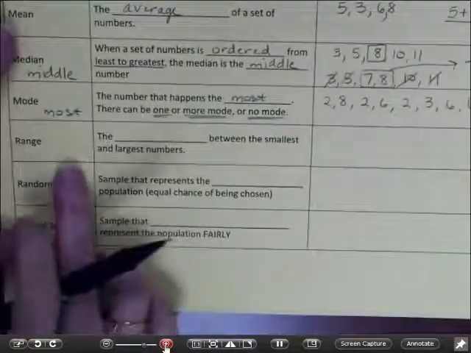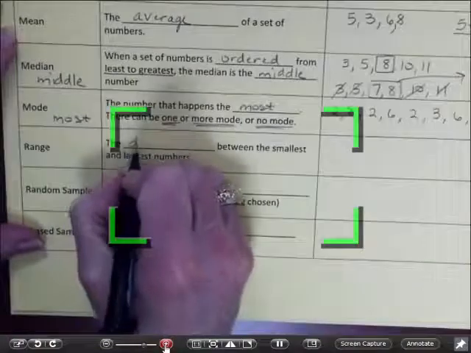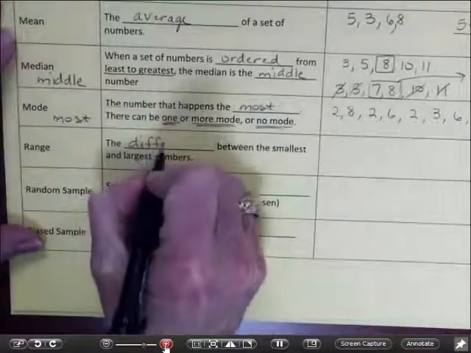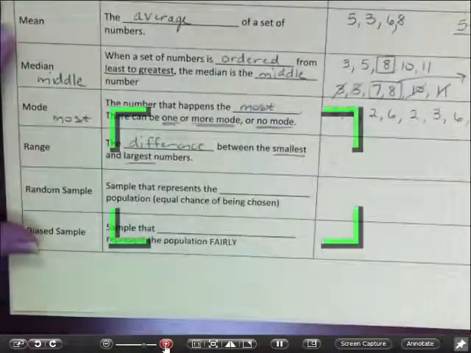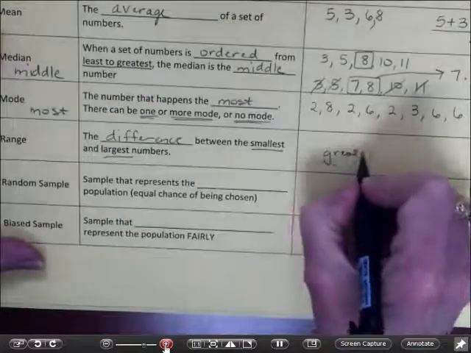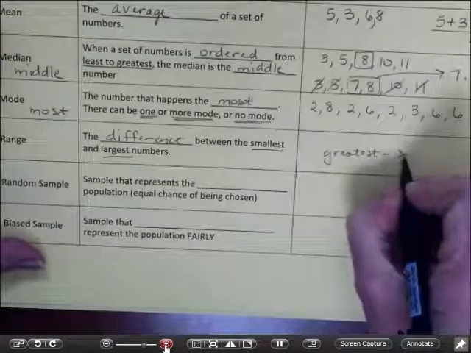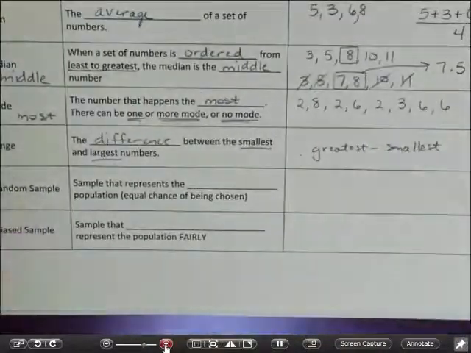Okay, range is the last one. Should have already learned this one. It is the difference between the biggest and the smallest. So I've got here the smallest and the largest numbers, and basically you just subtract greatest minus smallest. And that's how you find the range.